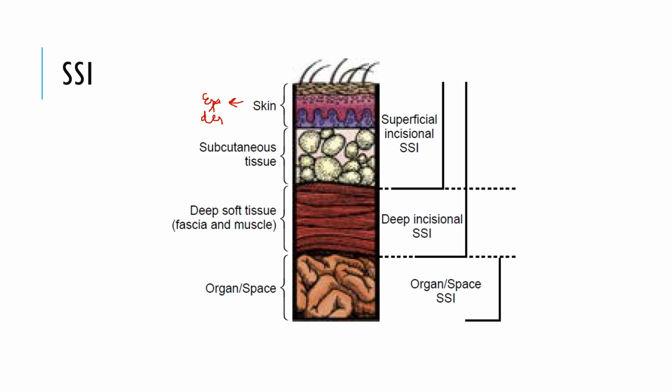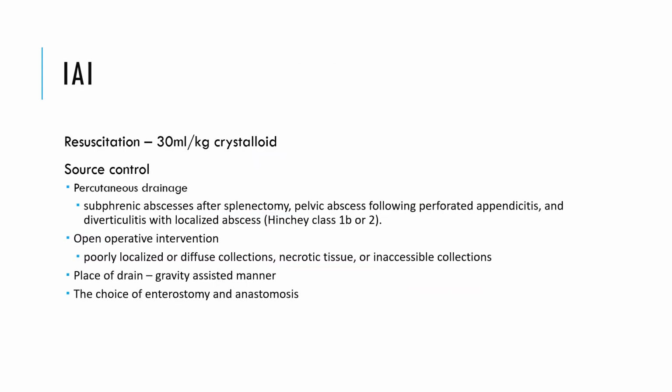Okay, so surgical site infection is divided into superficial incisional surgical site infection, which includes the skin and subcutaneous tissue. Deep incisional means it includes the muscle and fascia as well. Organ or space means it is even deeper, involving the organ or space. It may or may not involve the skin and upper layers. It just involves the organ or space. Then you have to treat accordingly, like superficial and deep.